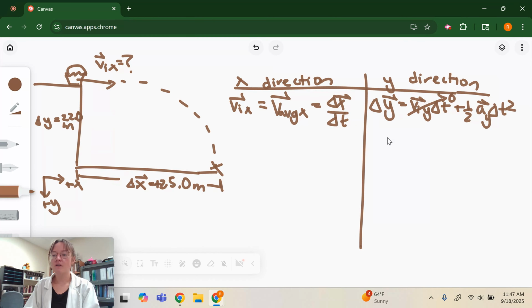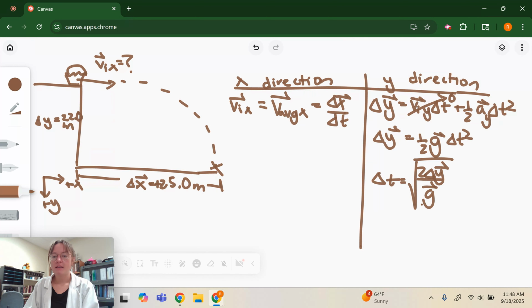To rearrange and solve for t, I start by saying that I have delta y is equal to 1/2 times g times delta t squared, and let's rearrange. I'm going to multiply both sides by 2. I'm going to divide both sides by g. And then finally, I'm going to take the square root of both sides in order to get that time all by its lonesome.